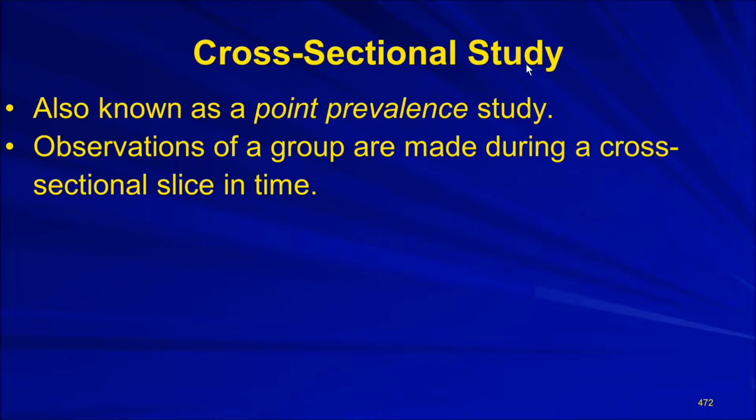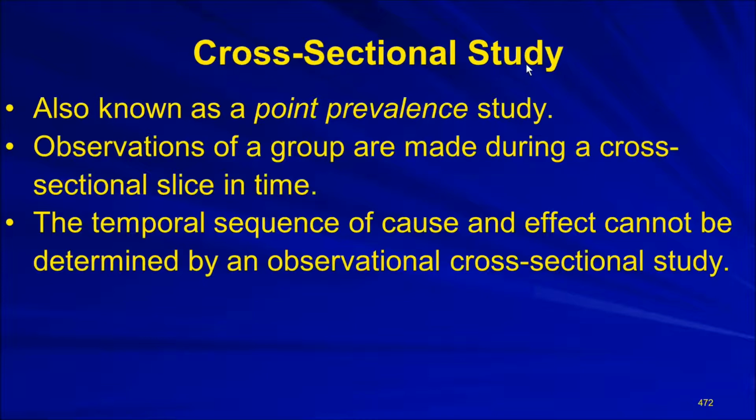Observations of a group are made during a cross-sectional slice in time. Okay, you're asking them to do something, you're either going to observe them or they're going to fill something out to inform you. Okay? There's no temporal sequence or cause and effect, it's an associational study. It's an association, a correlation, a connection, a relationship, whatever you want to say, between two variables.